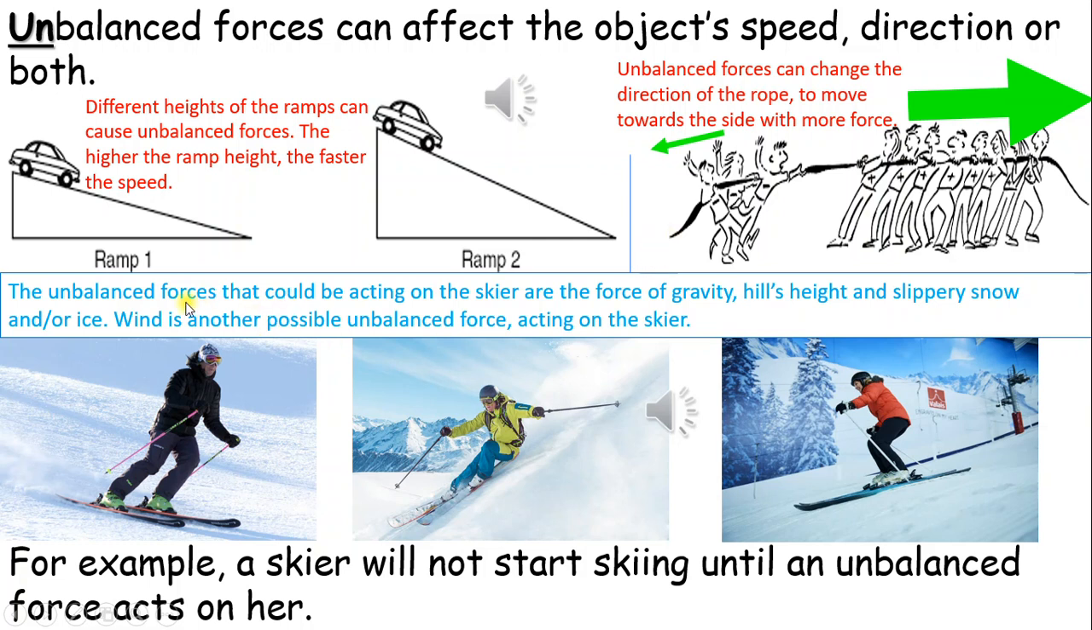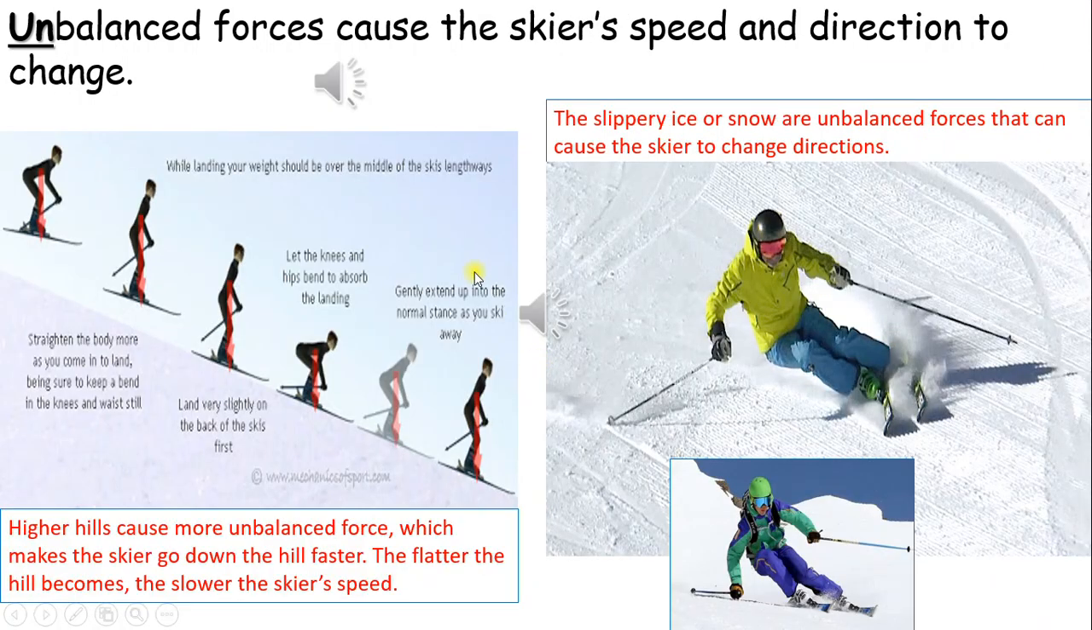The unbalanced forces that could be acting on the skier are the force of gravity, the hill's height, and slippery snow or ice. Wind is another possible unbalanced force acting on the skier. Unbalanced forces cause the skier's speed and direction to change. Higher hills cause more unbalanced force, which makes the skier go down the hill faster. The flatter the hill becomes, the slower the skier's speed.